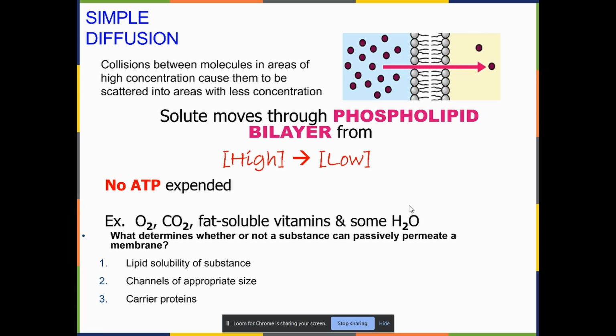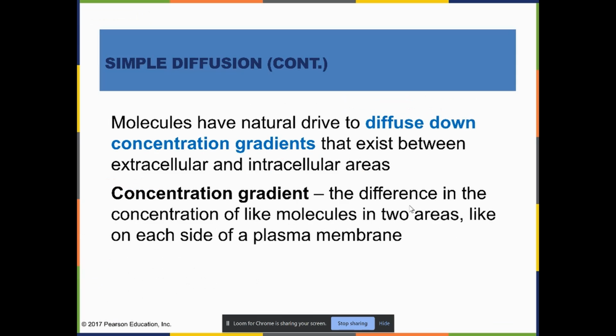Simple diffusion, again, is when something moves straight through the membrane with no help from high to low concentration, and no ATP or no energy will be expended. Anything lipid-like can go straight through the membrane. If we were to use channels or carriers, proteins that are going to help move that across the membrane, it would be facilitated diffusion. You might see terminology like diffuses down its concentration gradient when we're talking about a passive process. A concentration gradient is just the difference in the concentration of like molecules in two areas, like on one side of a plasma membrane compared to the other side.